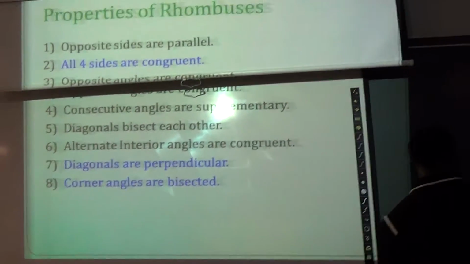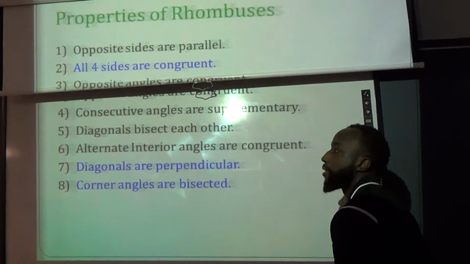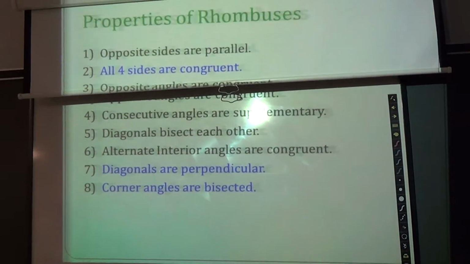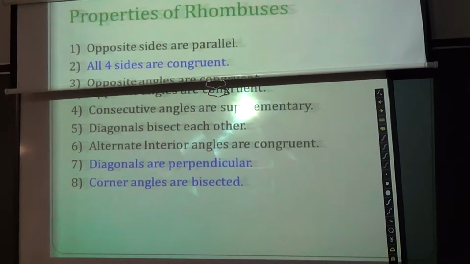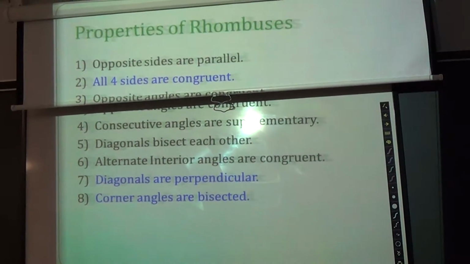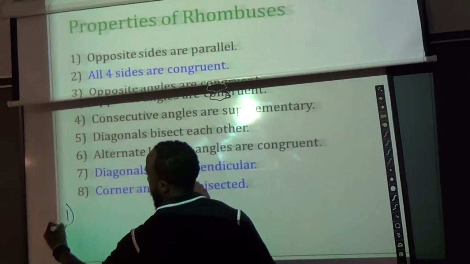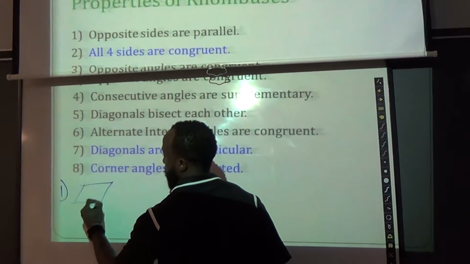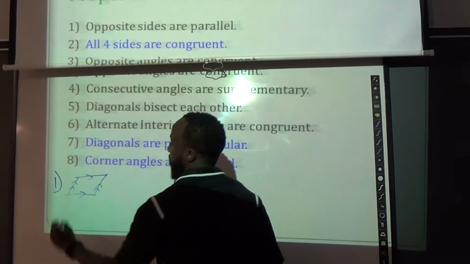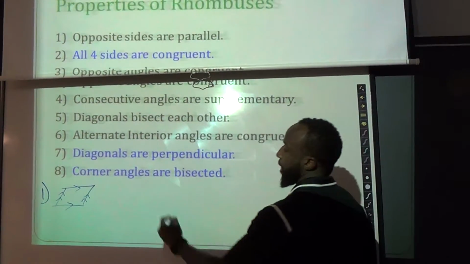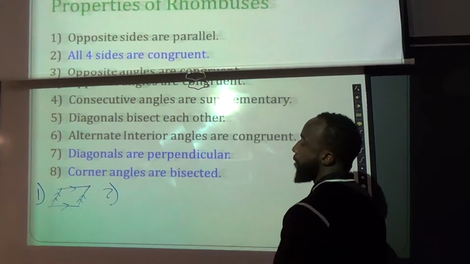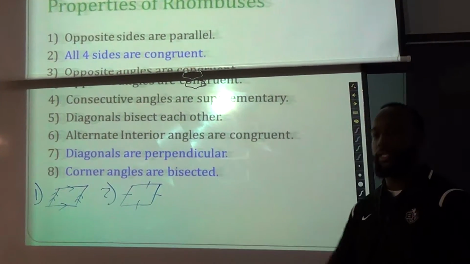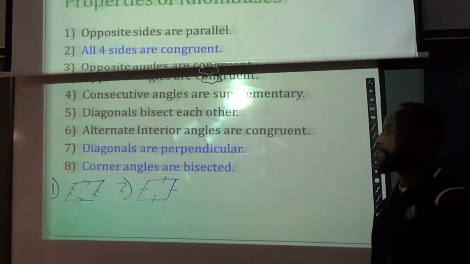So what I'd like to do is draw a picture for all of those situations. So here's number one. The opposite sides are parallel. That's just this situation here. Parallel, parallel, parallel, parallel, right? Put that next to your picture. For number two, all four sides are congruent. Make sure you got that down.